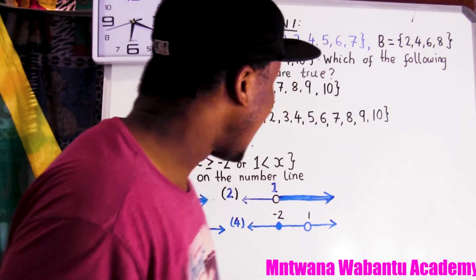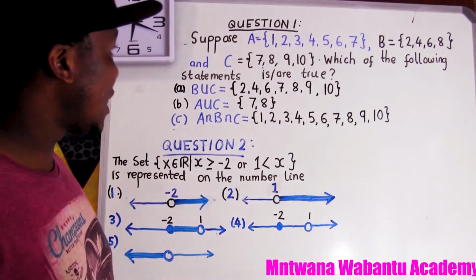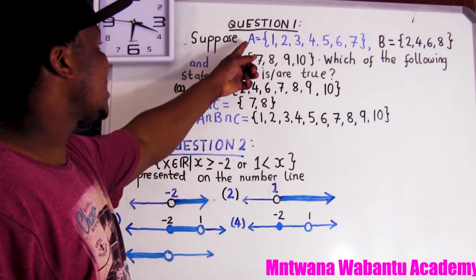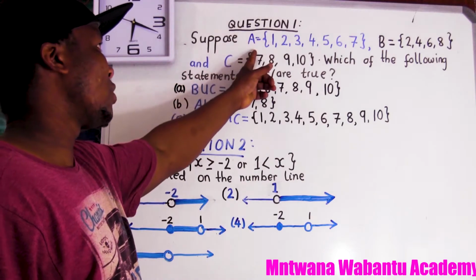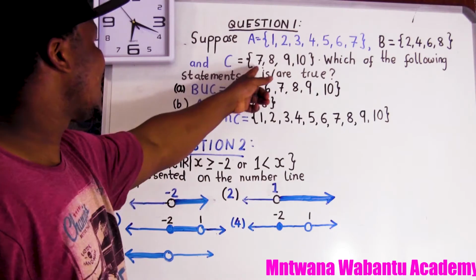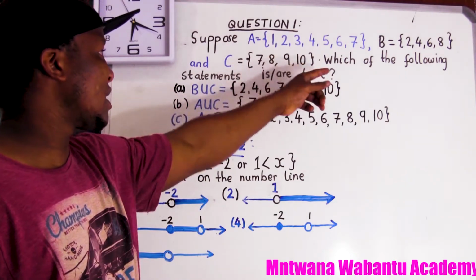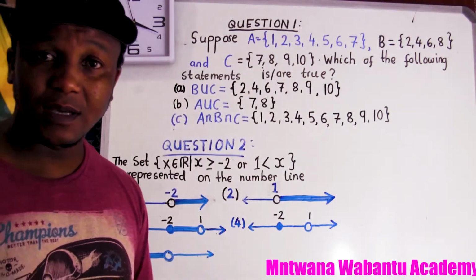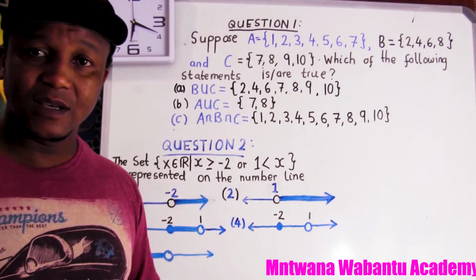Okay, so we have an equation here. They say suppose you have a set. You can see this is a set of numbers, which is 1 2 3 4 5 6 7. Same with B, 2 4 6 8, and C, 7 8 9 10. So now they say which of the following statements is true.